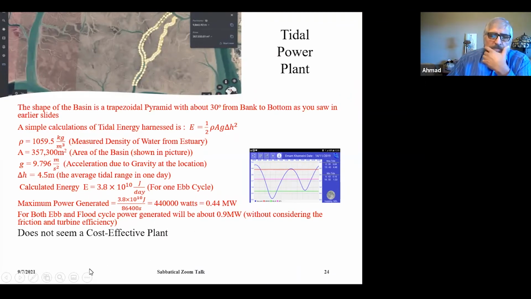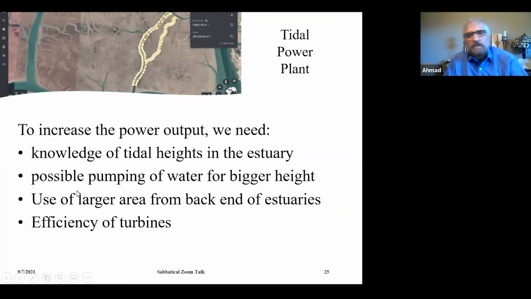This was quite disappointing because we hoped for tens of megawatts of power being generated, and now this seems to be not a cost-effective plant to be constructed here. Rather than abandoning the site, I suggested that we look at these estuaries that can also be combined to this, and maybe even pumping water from the back, and also monitoring the tidal range in the basin.